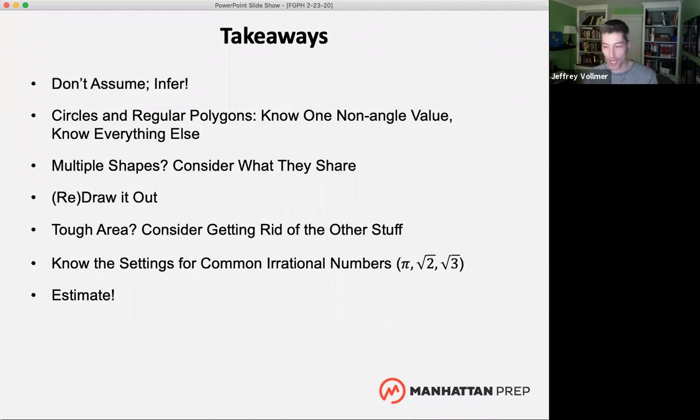Yes, you will not be able to rely on a calculator for the quant section. Do not plan on that. So something very drastic would have to change.